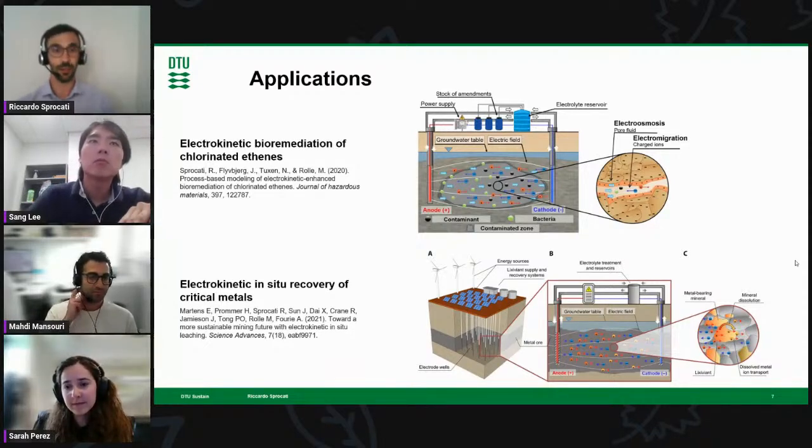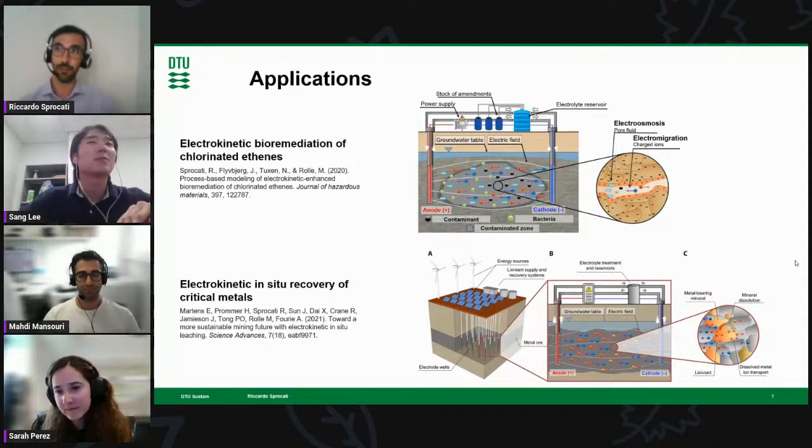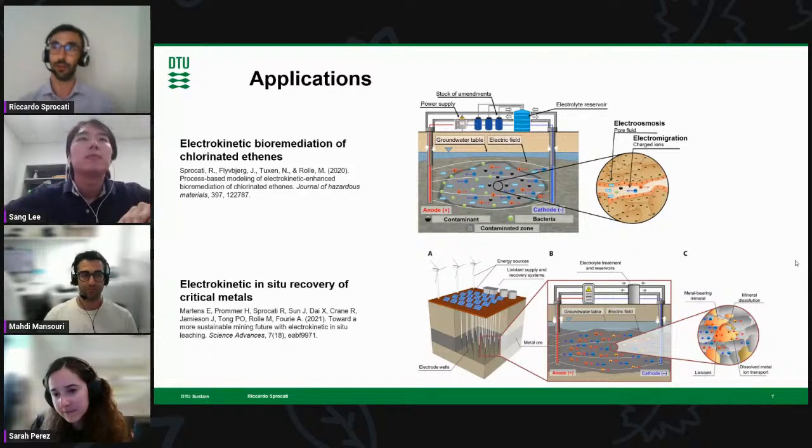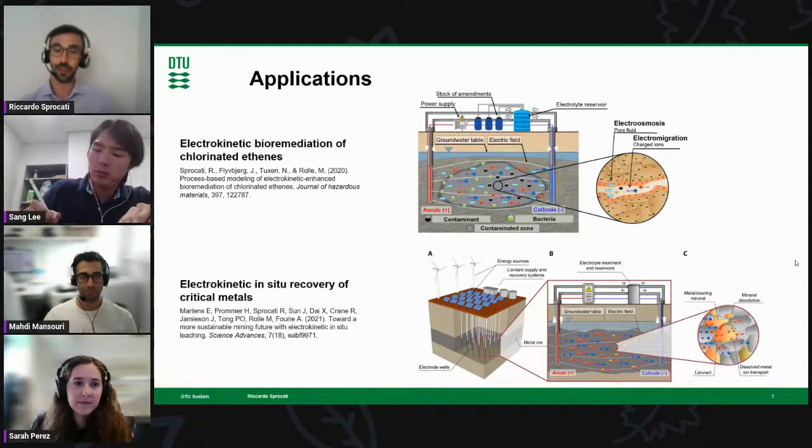It is quite effective. Another, more recent application of electrokinetics is for in situ recovery of critical minerals, in which you use specialized chemicals, lixiviants, to dissolve the minerals present in the subsurface. They dissolve these metals, which go into a charged form, so copper ions, gold, and so on, and then you can recover them. This way you can overcome the physical limitations posed by conventional in situ recovery. This has been proved for intact rocks and tailings.